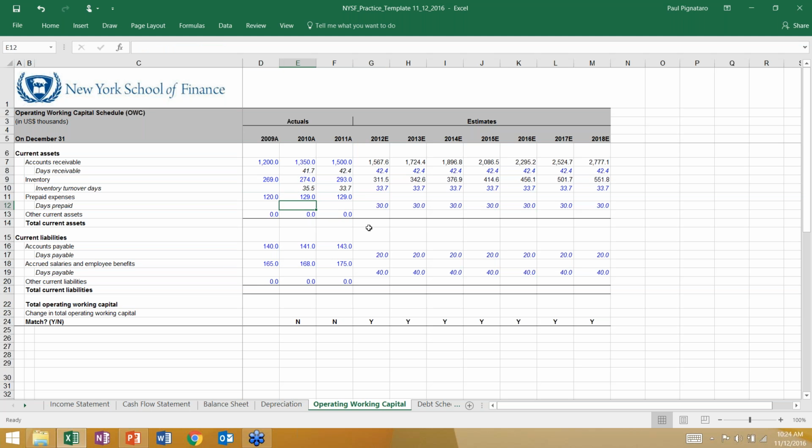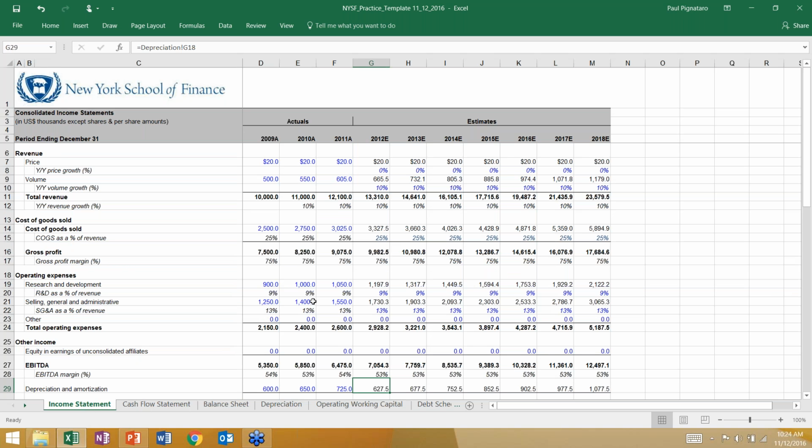Okay, prepaid expenses. Now, prepaid expenses is related to some sort of operating expense, and the question is, what operating expense is it related to? You often don't know. In a real company, you can do a word search in the annual report for prepaid expenses and see what the expense is that they're prepaying. If it's rent, for example, you'll know it's SG&A. If you've done your research and you still don't know, the safest bet is just to take the total operating expenses.